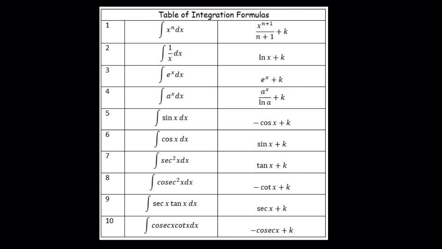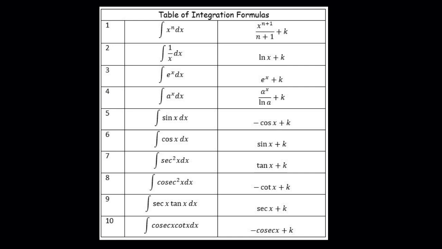Number 9, the integral of sec s tan s is sec s, because when we differentiated sec s, it gave us sec s tan s. And the final number 10, the integral of cosec s cot s is minus cosec s, because when we differentiated cosec s, it gave us minus cosec s cot s.